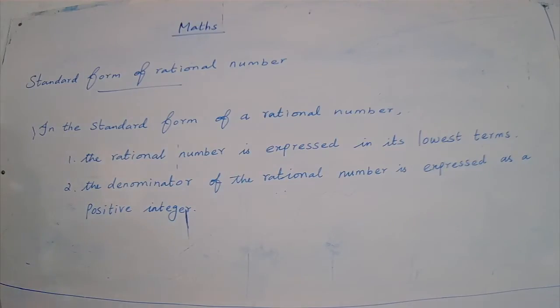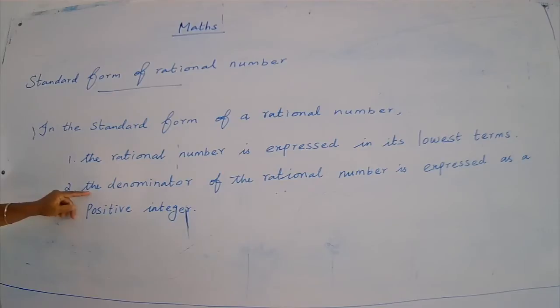In the standard form of a rational number, first, the rational number is expressed in its lowest terms, and second, the denominator of the rational number is expressed as a positive integer. Lowest terms means the numerator and denominator have no common factors. That's why it is in lowest terms.